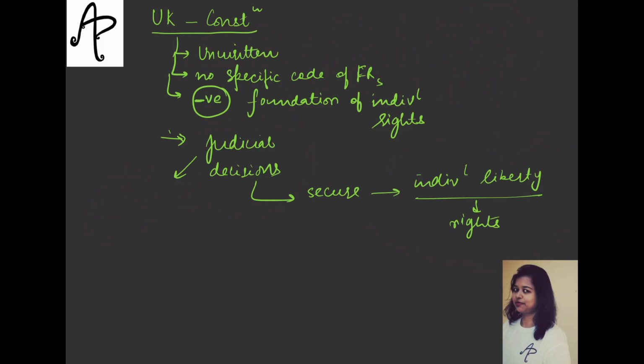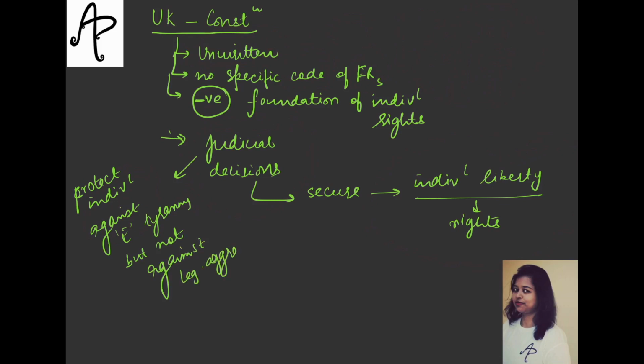right, ठीक है, so the judiciary will protect the individual against executive tyranny but not against legislative aggression. Why? Or in short, you can also say there is no power of judicial review over the legislature. Why? Because you know here they have the parliamentary sovereignty. ठीक है, and because they have parliamentary sovereignty, no fundamental right is binding on the legislature.